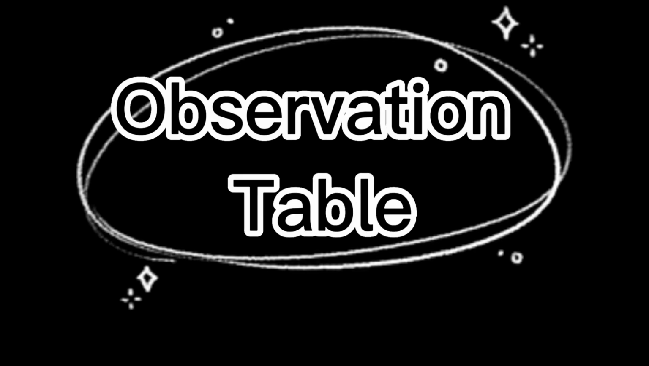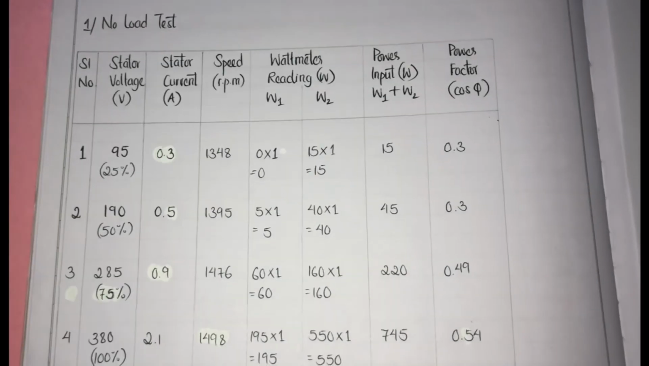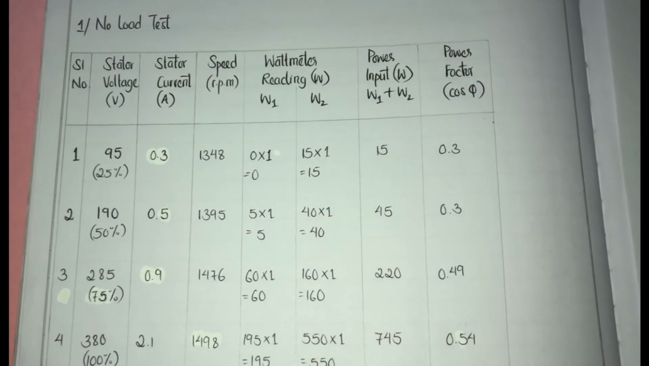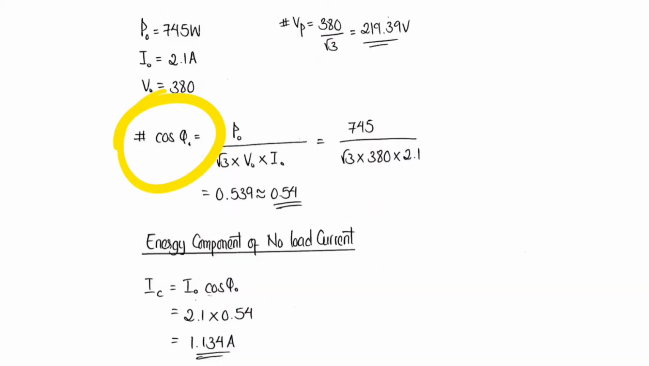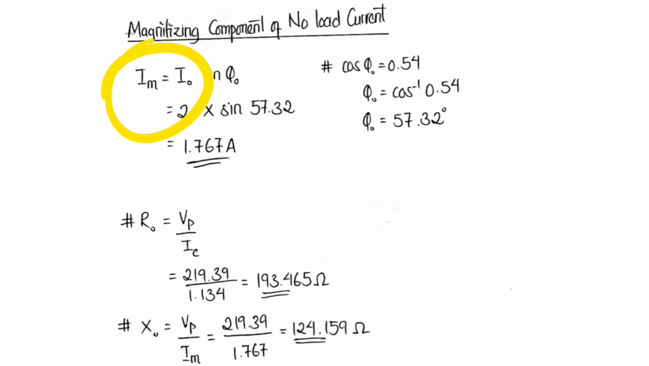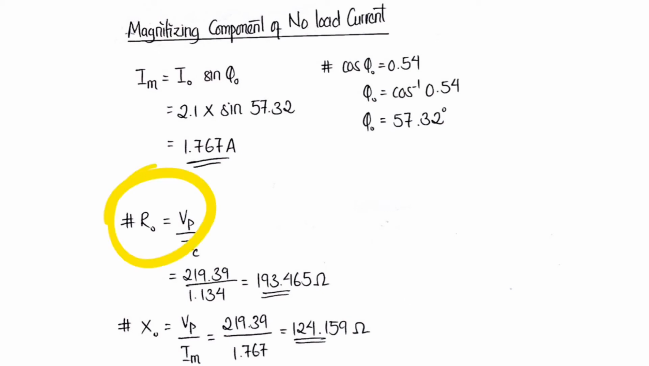Next is our observation table. We got 4 readings till our rated voltage. For the calculation, we first find the power factor. Using that, we find the active component and the magnetizing component. From there, we find the no-load resistance and no-load reactance.